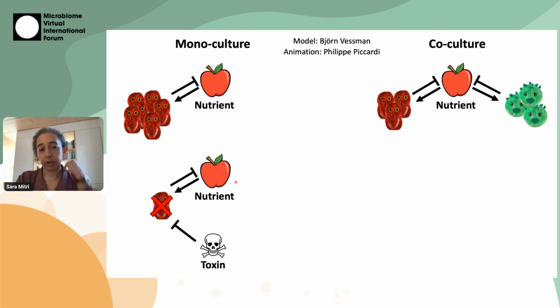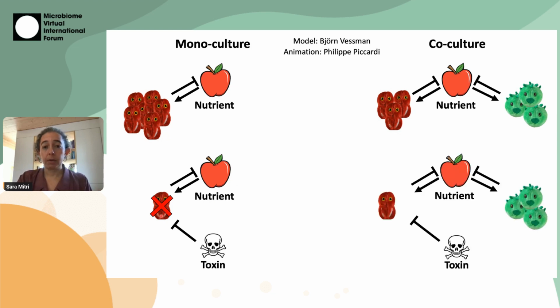Now imagine your environment is a bit different. It's not just full of nutrients, but it also has toxins. And these toxins kill the red species. Then it'll die completely if it's by itself. But imagine now that the green species actually reduces the toxin, so it degrades the toxin that's in the environment. And in this case, the red species will be able to grow.